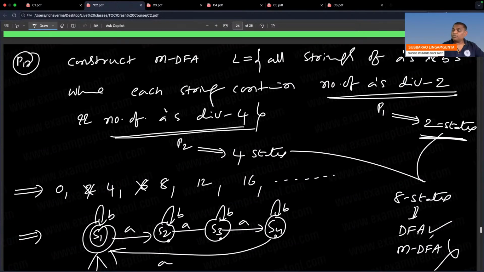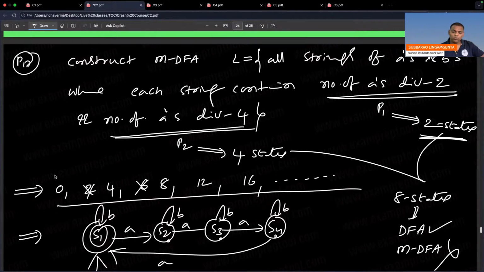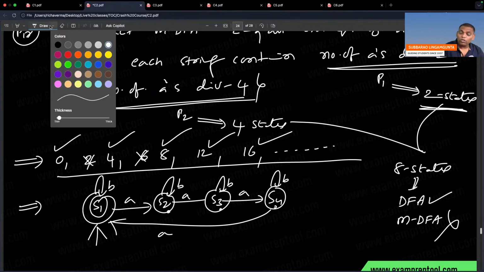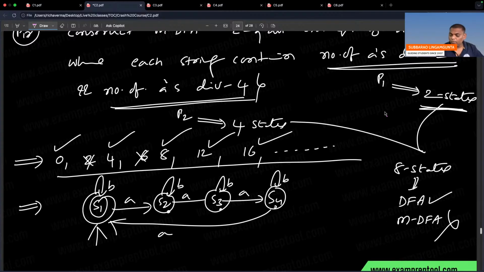Remember, the conditions are on the same symbol. Please find out, write like this first. Because of the same symbol, A's only: 0 A's, 4 A's, 8 A's, 12 A's, 16 A's. By seeing the pattern, you can easily say. Some people are asking, by seeing the pattern, what do you know, sir? See the difference: 4 minus 0, 4. 8 minus 4, 4. 12 minus 8, 4. 16 minus 12, 4. A gap of 4 each time.